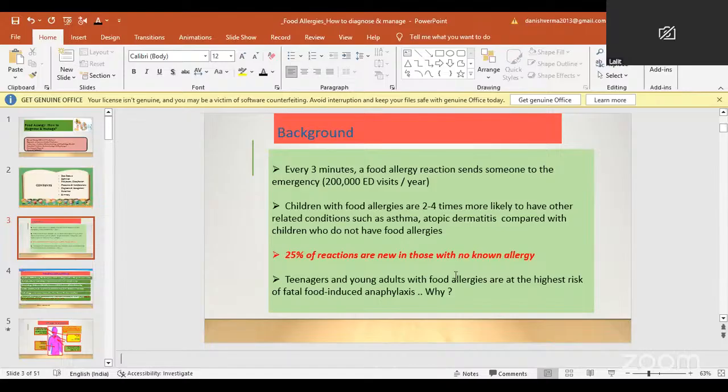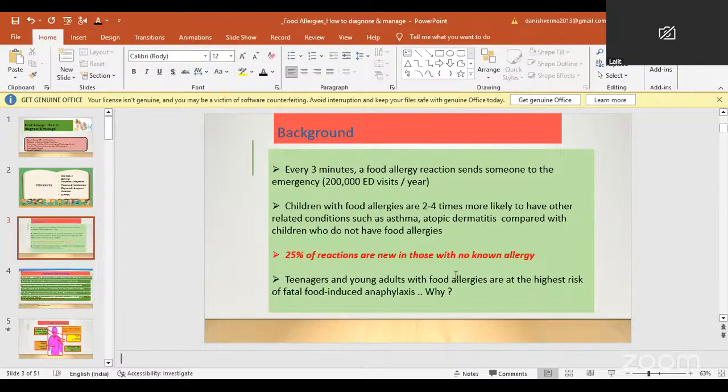Okay, so sorry. So children with food allergies are 2 to 4 times more likely to have other related conditions, which is like atopic dermatitis, asthma, compared with the children who do not have food allergies. So this says it all. 25% of these reactions are viewed in those even with no known allergies.